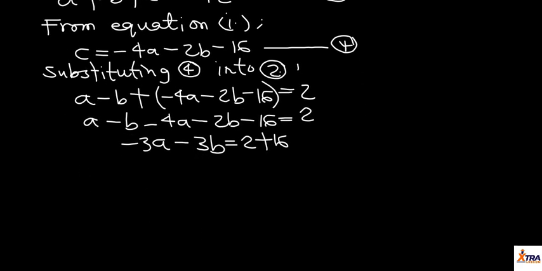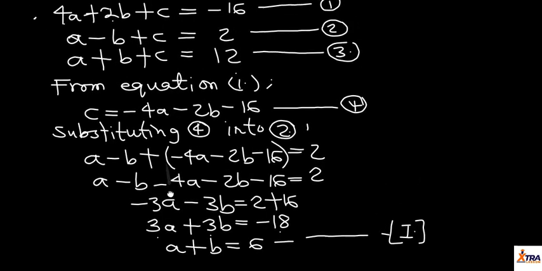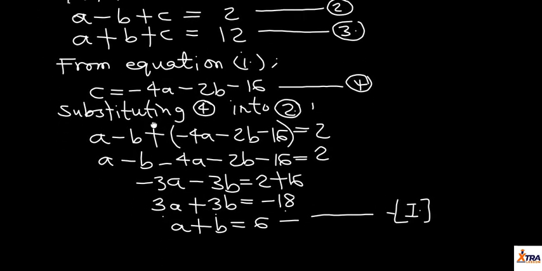Multiplying through by minus 1, I'll have 3a plus 3b equals minus 18. If I divide through by 3, since 3 can go into each of them, I'll have a plus b equals 6. I can call this equation I. I've already broken down my equation to one that has just 2 variables. Now I need an equation II so that I'll be able to relate only 2 variables, and then once we are done with that, we can substitute and get the third variable. So let's relate equation 2 and equation 3 together.